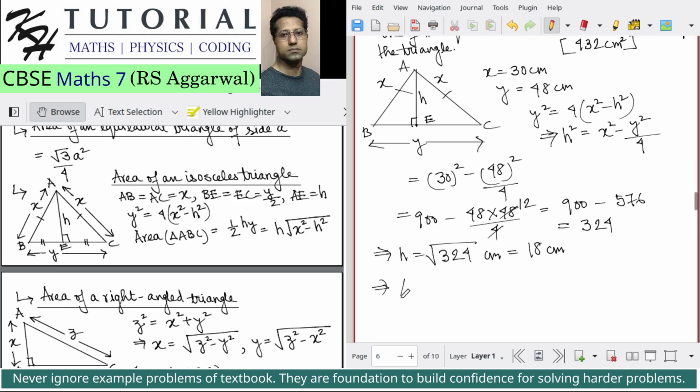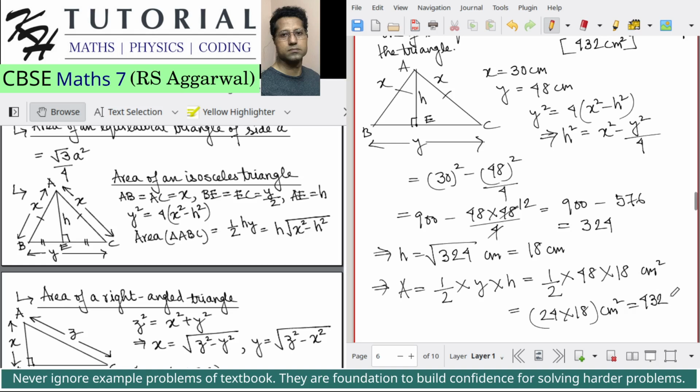So this implies the area, now we can say, is half the base, y, times height, h. This is equal to half, y is given as 48 and height is 18, this much centimeter square. This is equal to 24 multiplied by 18, this much centimeter square, which is equal to 432. So this is 432 centimeter square.